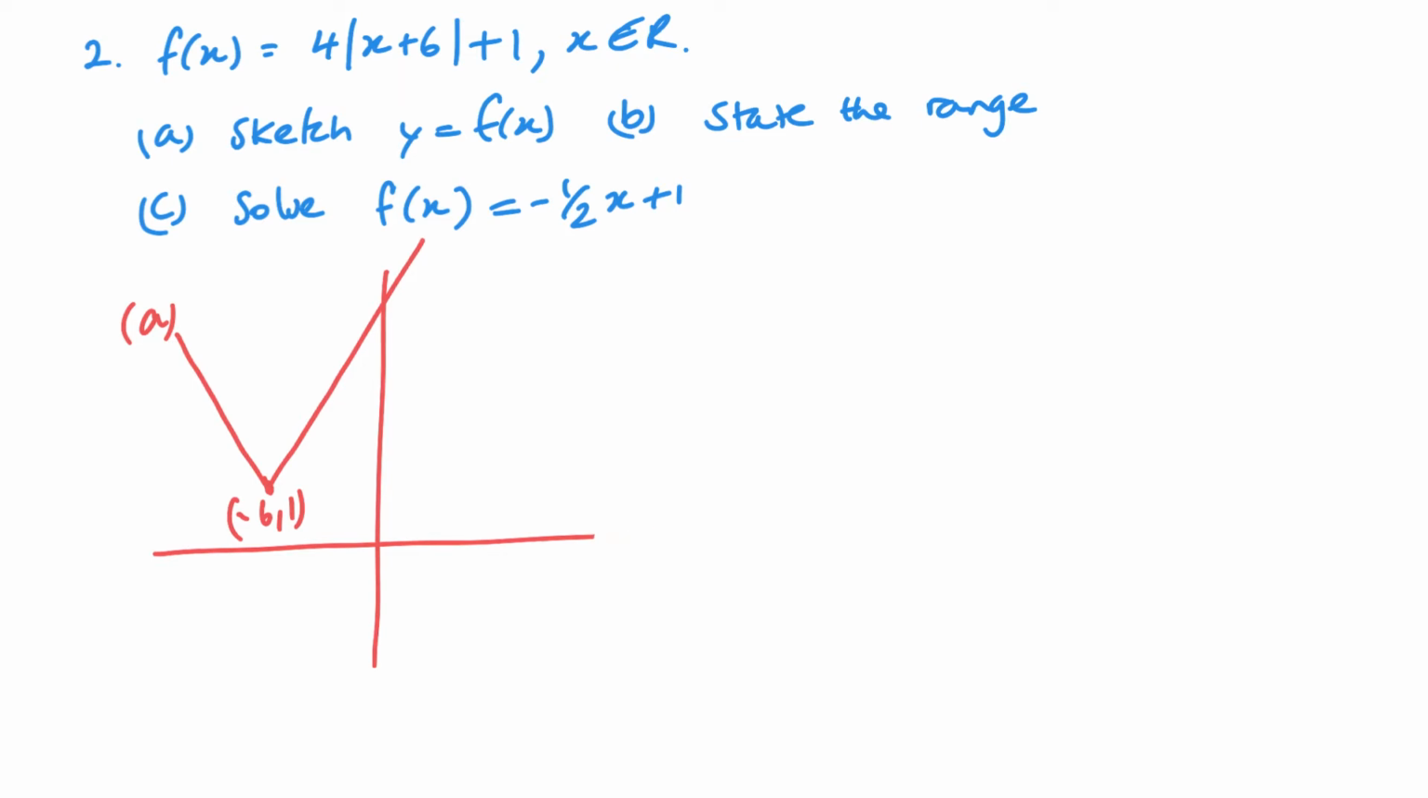Okay, part B, state the range. This should be quite straightforward now. You can see from the graph that it is going to be greater than or equal to 1. Okay, nothing below. This is our minimum point, nothing below it. And then part C, when f of x equals -1/2 x plus 1.